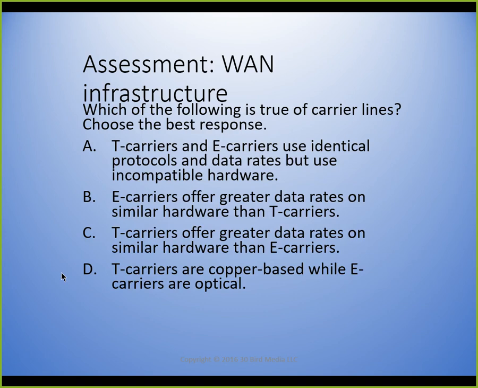Which of the following is true of carrier lines? Choose the best response. T and E use identical protocols and data rates. E carriers offer greater data rates on similar hardware than T carriers. T carriers offer greater data rates. T carriers are copper-based. E carriers are optical. Got a B here, and they are. It was 2.048, I think, for the E carrier and 1.544 for the T carrier.